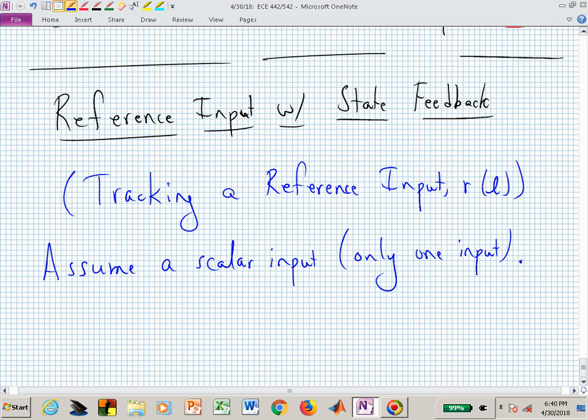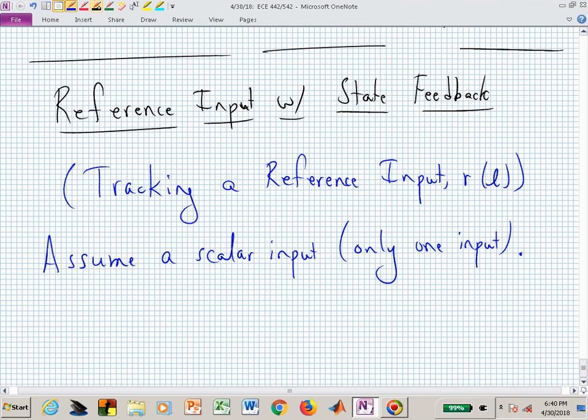And this reference input is telling the system where to go. So now what we are going to do is let u of k, we're not going to throw away the full state feedback. That was nice to have. So we're going to have minus K x of k, but now we're going to add in a little bit more, a scaled version of a reference signal, r of k.